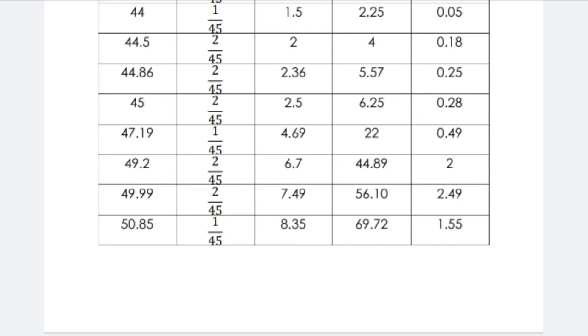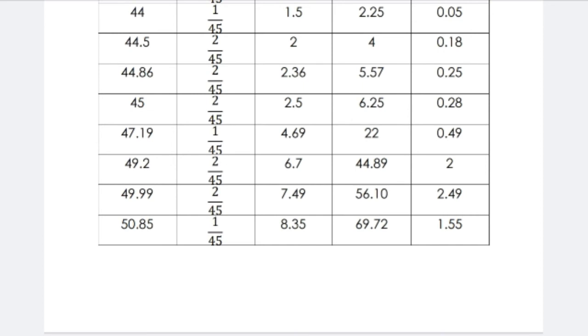The next sample mean is 47.19 with a probability of 1 over 45. 47.19 minus 42.5 is 4.69, and the square of 4.69 is 22. 1 over 45 times 22 is 0.49.